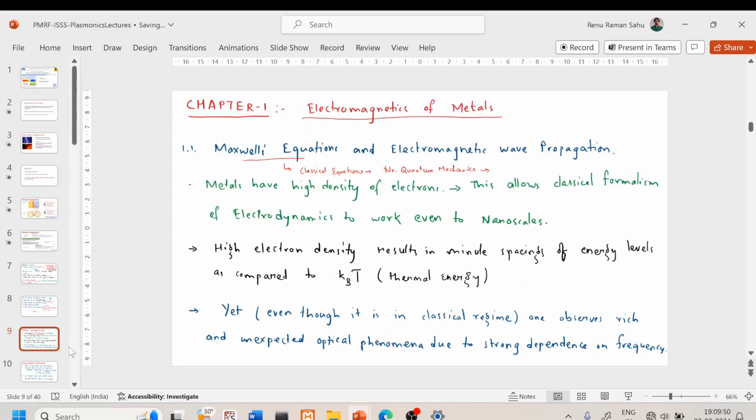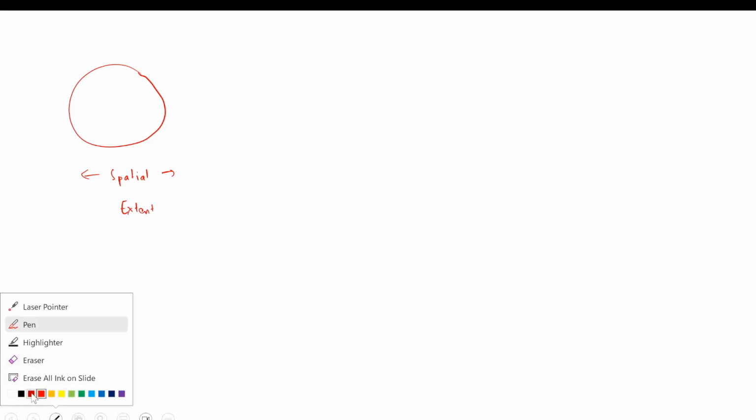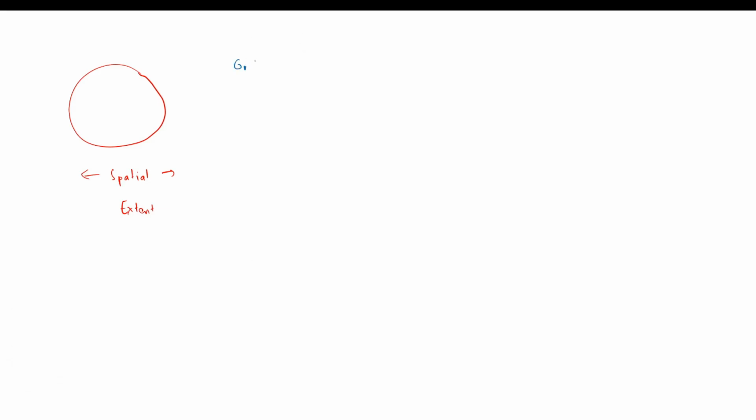Let us try to understand this concept with respect to a particle in a box. Suppose we have a nanoparticle. It has a certain spatial volume, a certain spatial extent. Now, whenever you confine an electron, or any fundamental particle, into a finite volume, that leads to quantization. This naturally suggests that we should be using quantum mechanics.